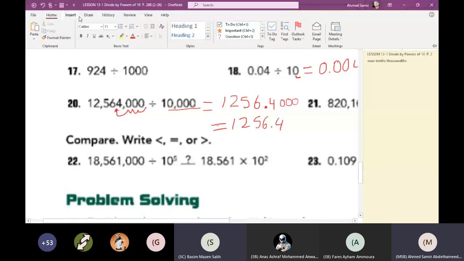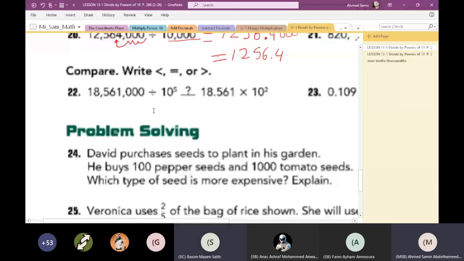Okay, so number 22 here is actually a comparison. I'll give you the first part of it to answer, and then we choose a different person to answer the second part. So here we have 80,561,000 divided by 10 to the power of 5. The exponent is 5. So what would be the quotient? The answer for this division is, Basim?